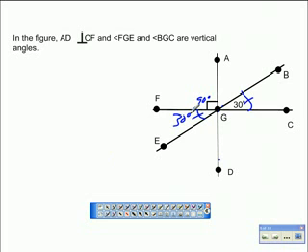Where's the question? Oh, this one down here? Yes, that's also 90 degrees. You're right. Yeah, because it's vertical, or, you know, all four of them together.